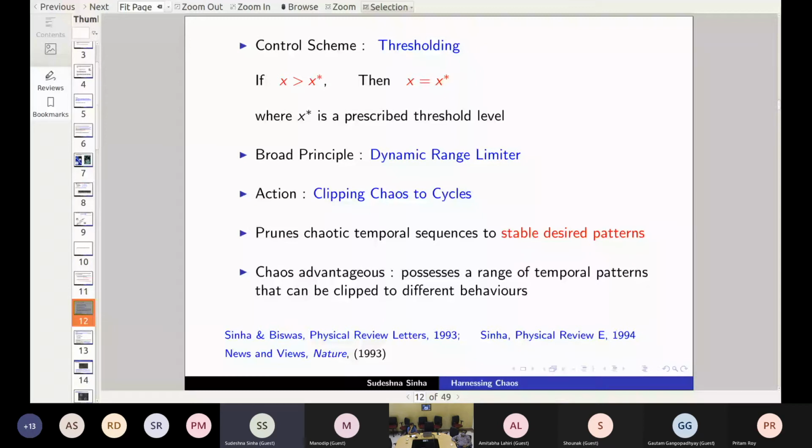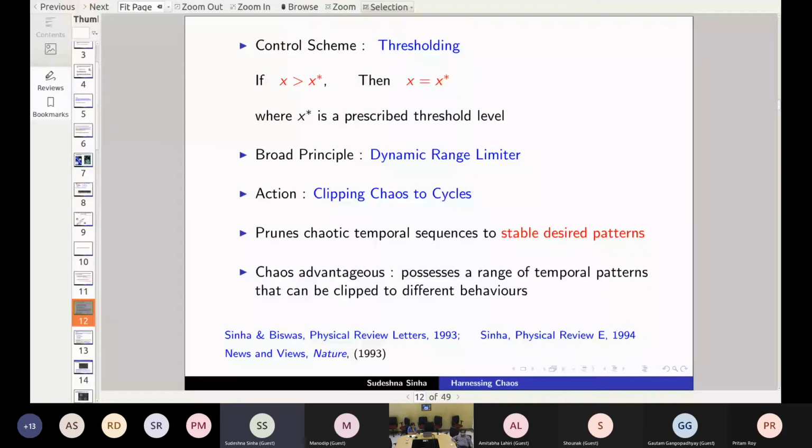And what is the action? You've done this, but do you get something out of it? What it does is it takes the chaotic dynamics and clips it or cuts it and pastes it into exact cycles. These sequences, which were all complicated, it takes bits and pieces of it, cuts it, pastes it, and makes desired patterns out of it. And each of these patterns are now stable. In fact, we can prove that they're super stable. That part you needn't worry about.